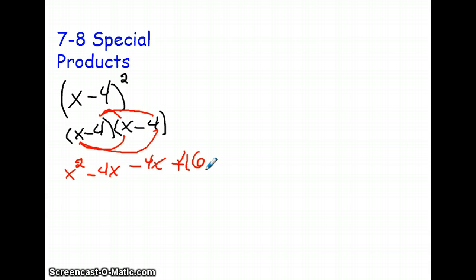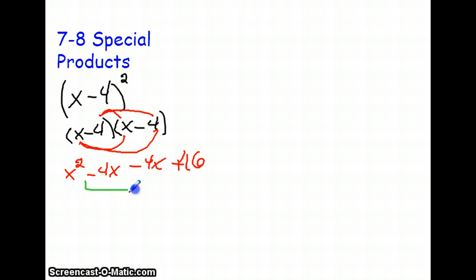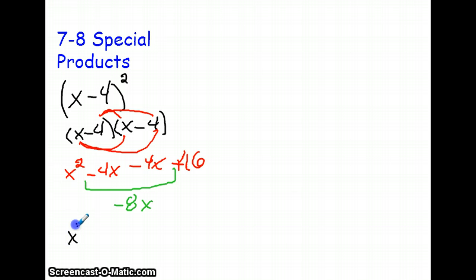Because this is a binomial squared, it's x minus 4 times x minus 4. Take a look at what happens in the middle. I've got this minus 4x and minus 4x. It's the same thing, isn't it? So that actually simplifies to negative 8x. So my answer is going to be x squared minus 8x plus 16.